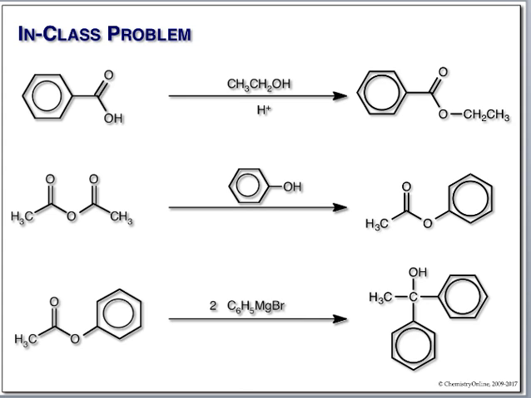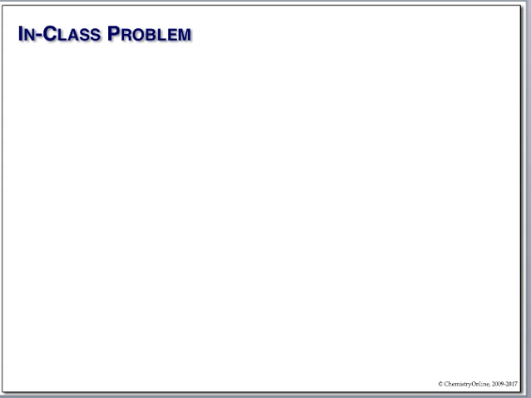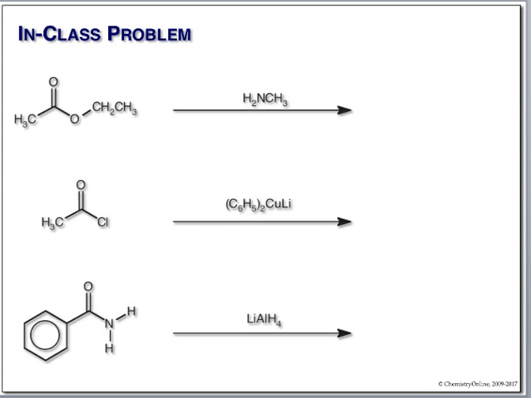Any questions? Well, let's do three more. We have an ester reacting with an amine. Gee, that's just like making a protein, isn't it? What's our product going to be? It's going to be an amide.